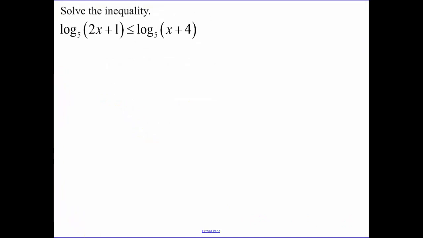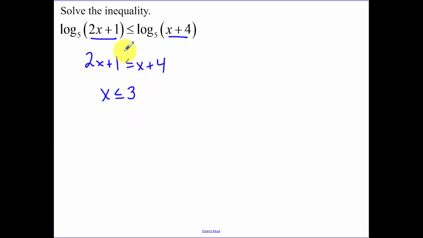In this next example, we have to solve this inequality. So just as before, we're going to set 2x plus 1 less than or equal to x plus 4. I'm going to subtract the x over to get x. I'm going to subtract the 1 over to get x is less than or equal to 3. Now, the key piece that you need to understand here is x is less than or equal to 3. That includes all negative numbers. But as we know, this inside piece of this logarithm can't be negative.